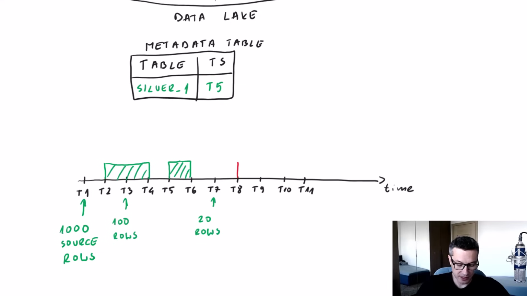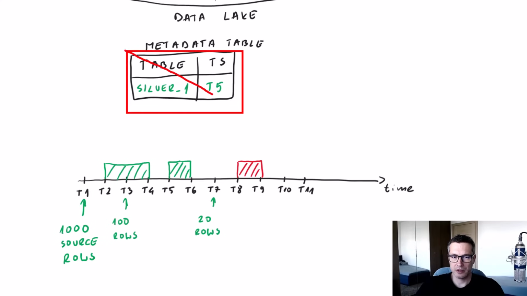So at T9 the process stops. It failed. It successfully didn't route those rows to the silver table. And the very important thing is that if it fails, we do not update our metadata table. We don't touch it. We don't change the timestamp here because, well, it failed. So why does it matter?